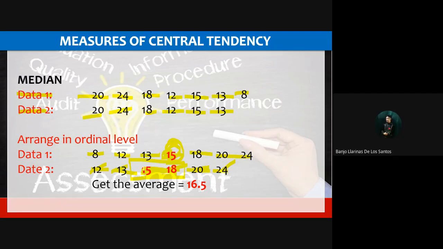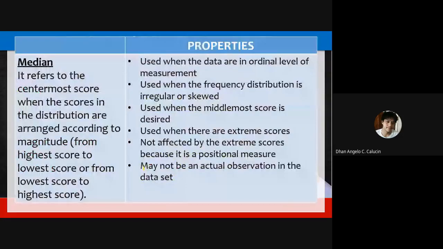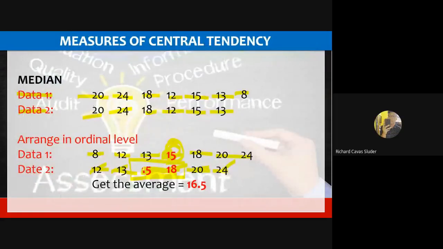33 divided by 2? 16.5. 16.5. Okay. Nagkakaintindihan po ba tayo sa mean kung paano kinocompute at sa median? Opo. Yes po. Okay. What we are discussing ay paano kuhain ang mean, median, and mode ng ungrouped data.